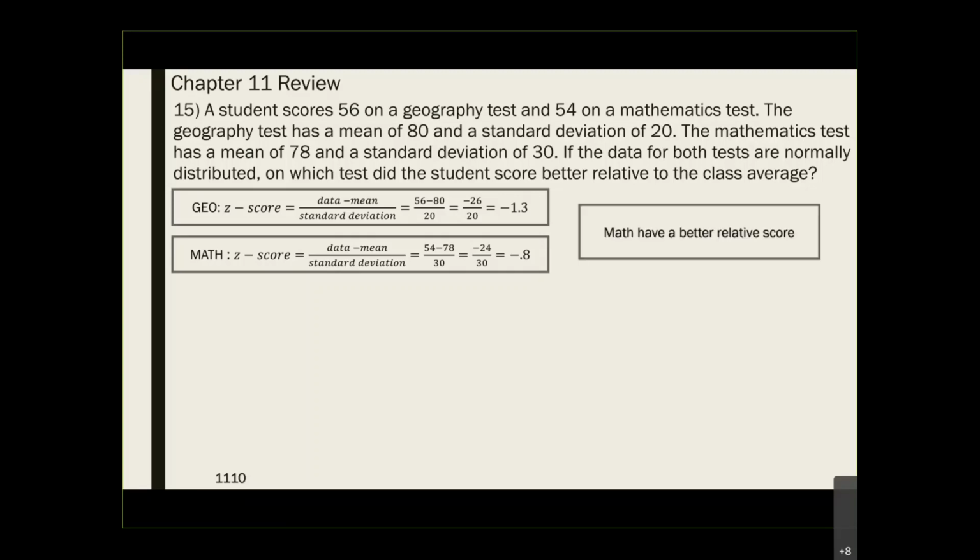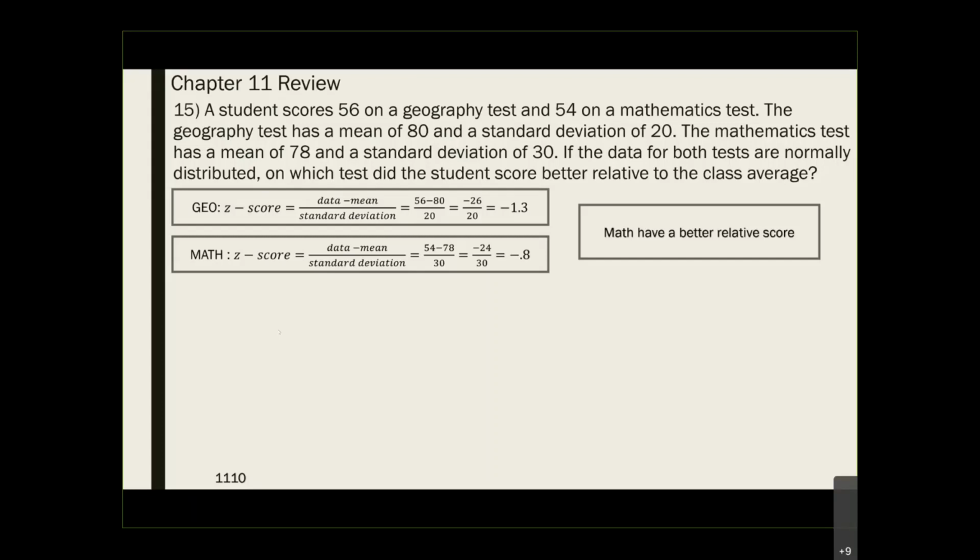Looking at this, the student scored better on the math test relative to the class. So relative to the class, 54 is better. Obviously it's not higher, but relatively it is, okay? That's what we have in the sense of a z-score. Whichever has the better z-score has the better result relative to their own category, okay?